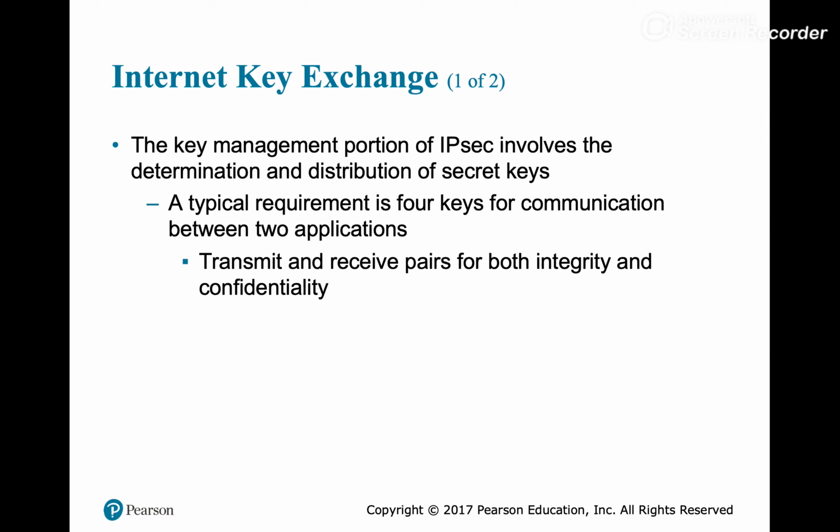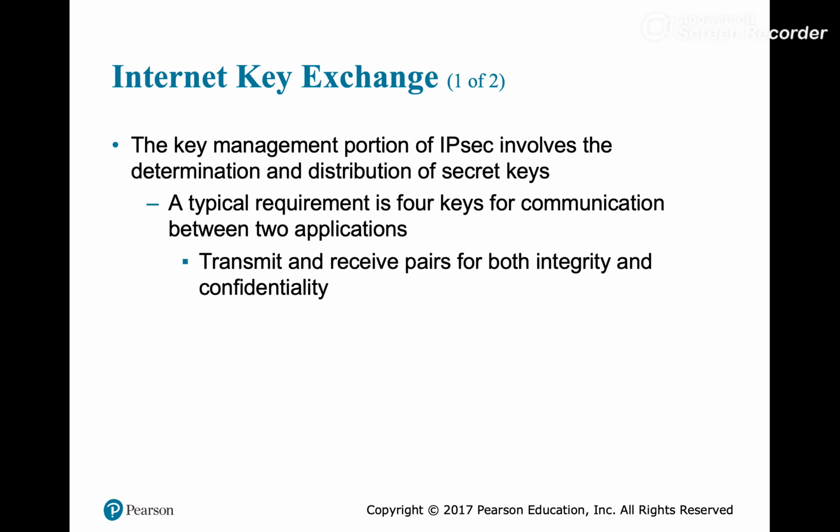Okay, Internet Key Exchange, that is the key management protocol for IPSec. This key management protocol is responsible for distribution of the keys that will be used for encryption or MAC calculation. So they said that a typical requirement is 4 keys for communication between two applications. Very interesting. 4 keys for communication between two applications: a transmit and receive pair for both integrity and confidentiality.